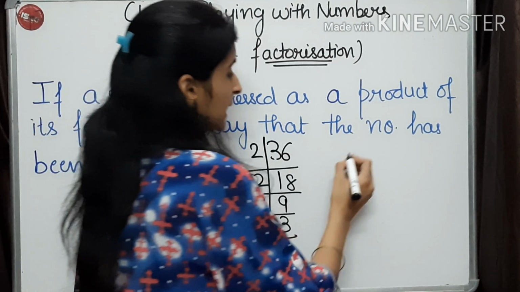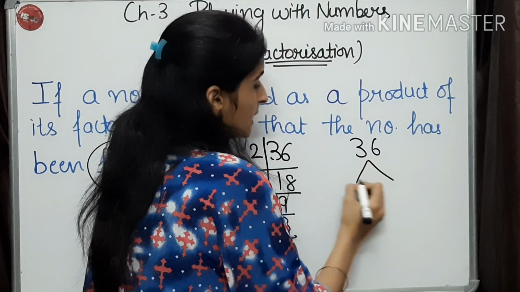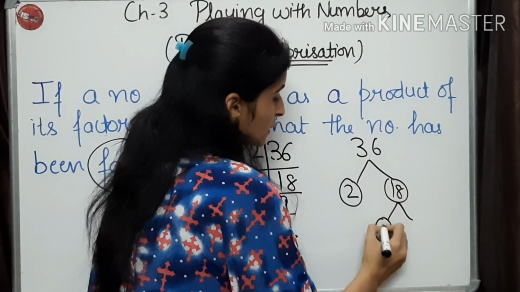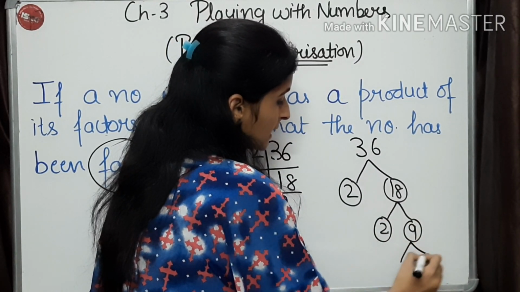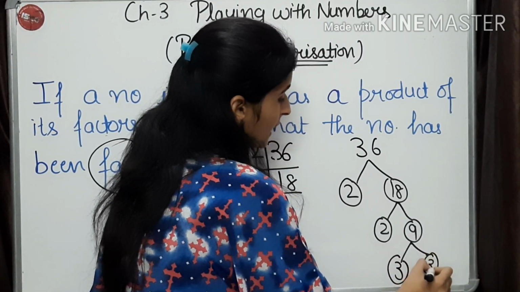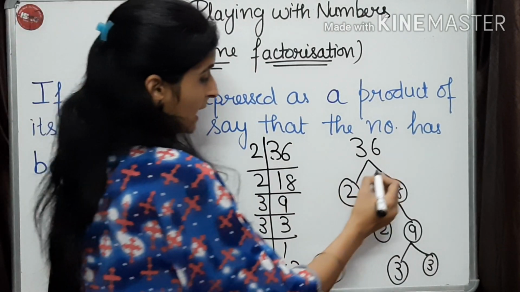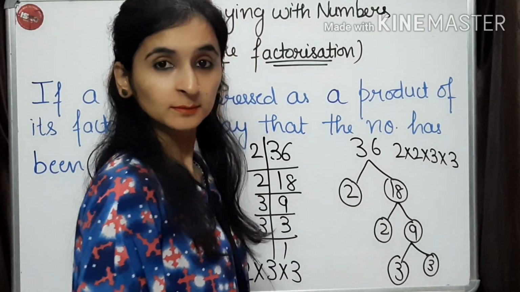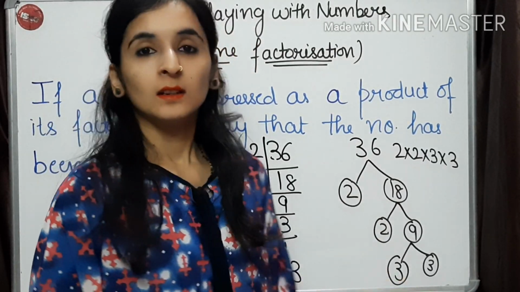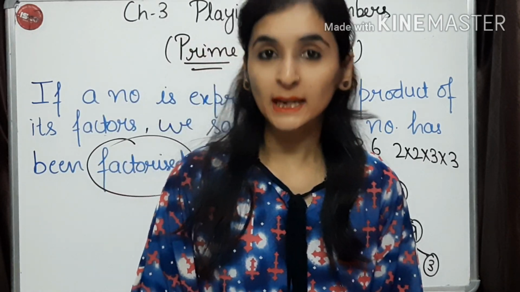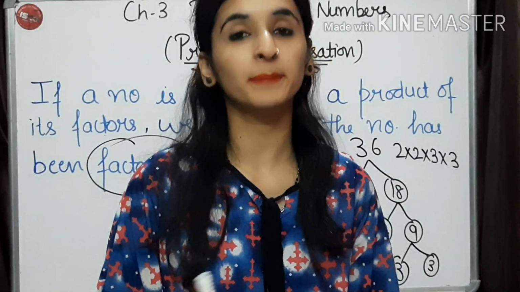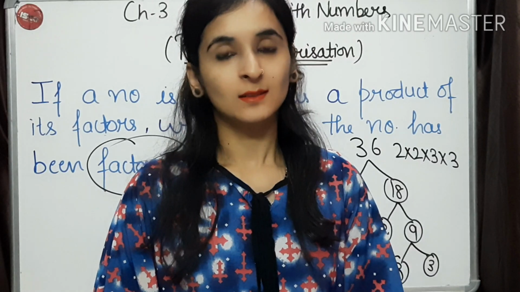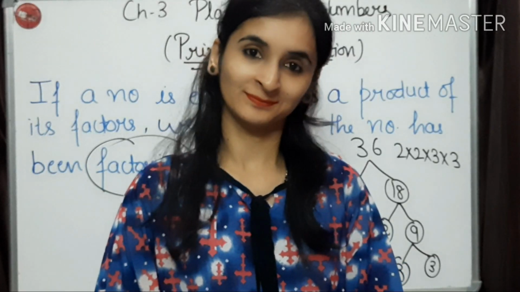Fine. Now if I take the factor tree method, then 36 can be written as 2 18s are 36, 2 9s are 18, and after that 3 3s are 9. So again we can write it as 2 multiplied by 2 multiplied by 3 multiplied by 3. Now children, for better understanding of prime factorization, firstly we will recall prime and composite numbers and then we will move to prime factorization. So let's go through this video now.